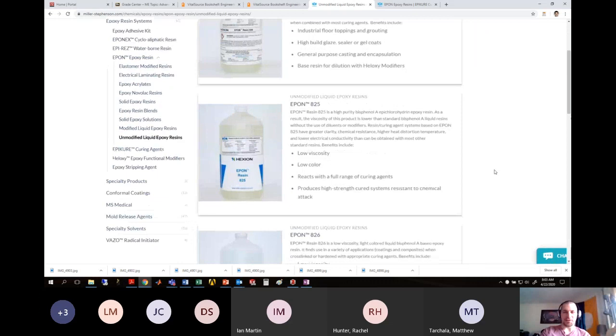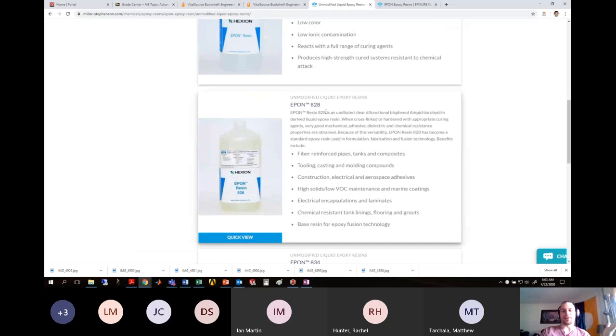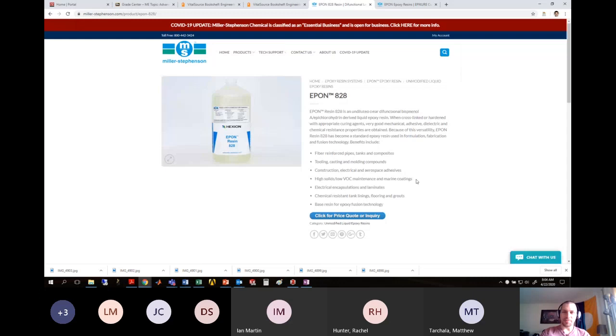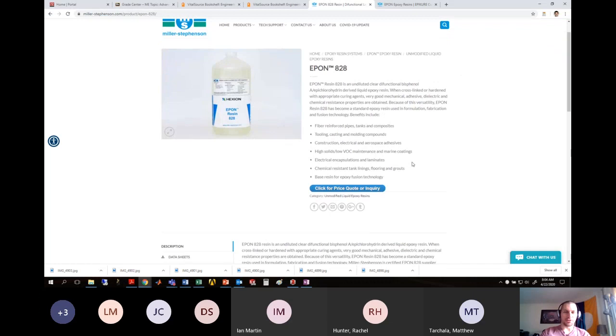You'll see here, this EPON 828 is their bestseller by far. I just know this because I've worked with it in the past. And you'll see here, it's an undiluted clear difunctional bisphenol A. We talked about DGEBA in last class, diglycidyl ether of bisphenol A. So this is their undiluted bisphenol A resin. It is their pure DGEBA epoxy resin chemistry. So we can click on this. There's some additional information that comes up here for making fiber reinforced pipes, tooling, construction, and so on. It gives you a little bit of general information. And then there are data sheets available, so I want to look at the data sheet quickly.